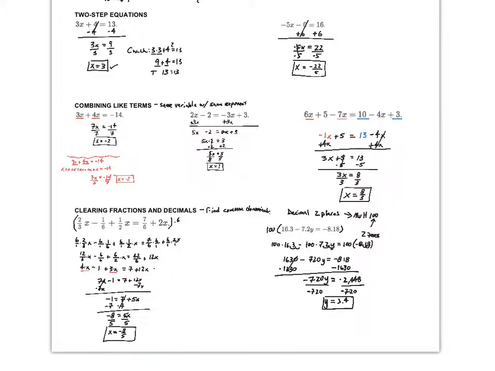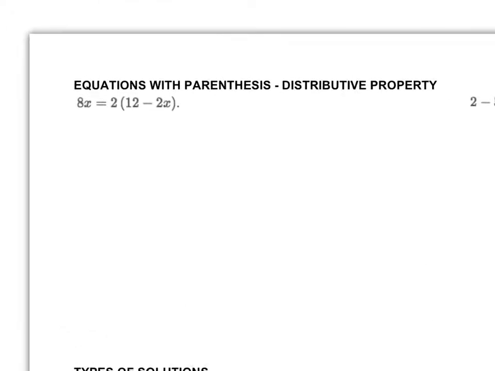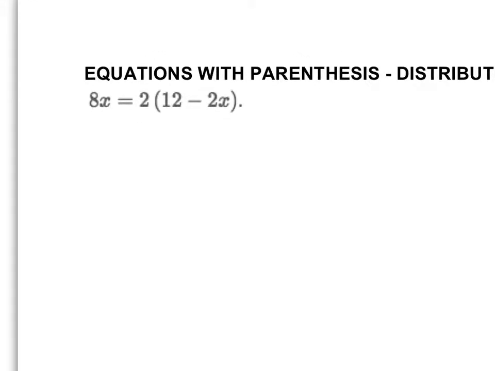All right, thanks. Okay, the next thing I want to do is use what's called the distributive property, and this involves equations that have parentheses. So when I read this, I say 8 times some number is equal to 2 times the quantity 12 minus 2x. And what I want to do here is use what's called the distributive property.